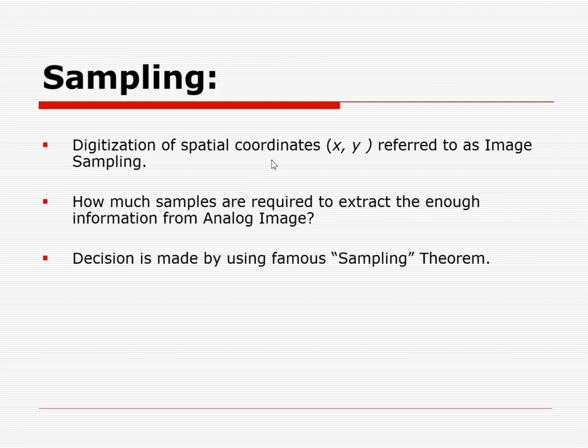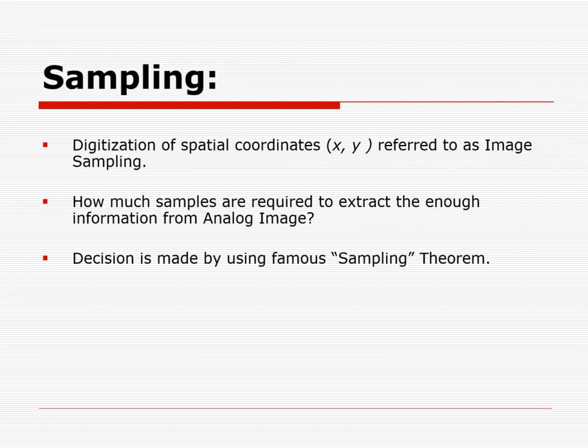So digitization of the coordinates, rows versus columns, how many rows and how many columns, this is referred to as image sampling. Normally the sampling theorem is used in order to decide the size of the matrix, in order to decide how many rows and columns will be there.